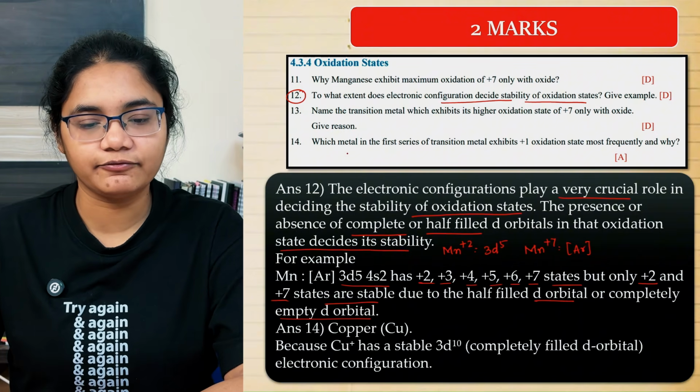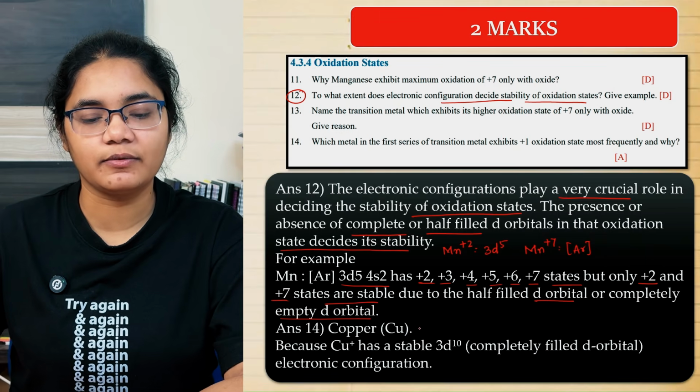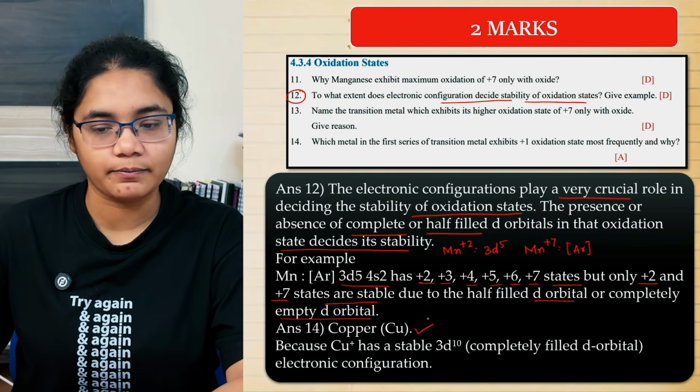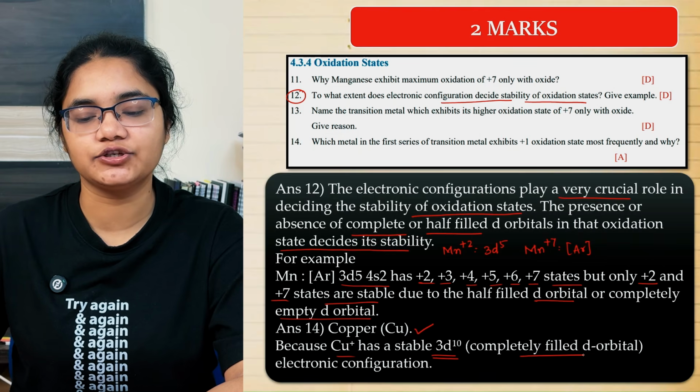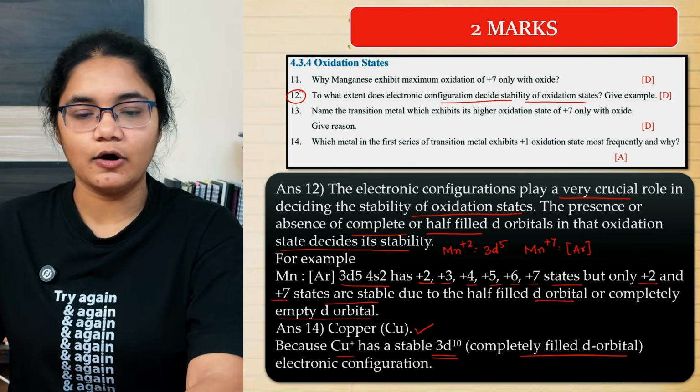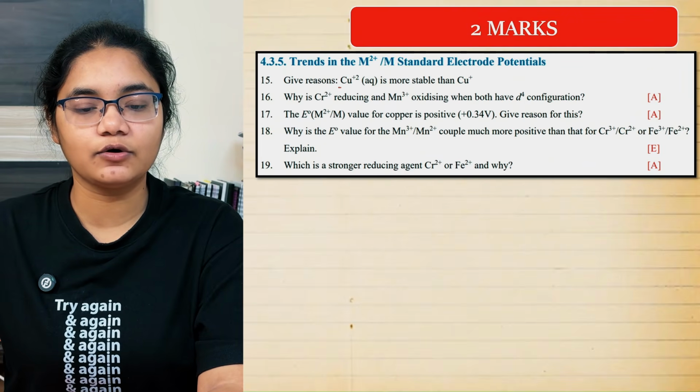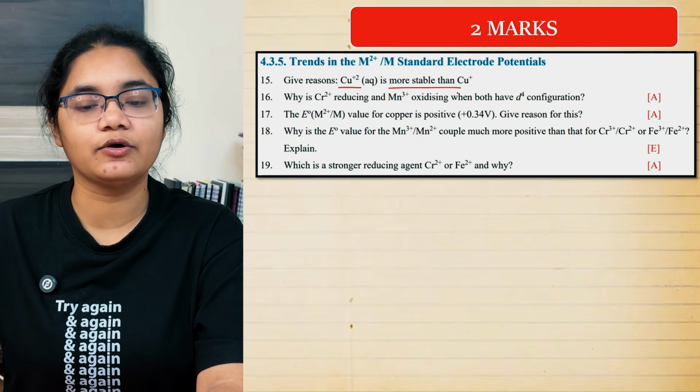Now we'll talk about the 14th question. +1 common oxidation state is shown by copper, because when copper loses one electron, you can see d10 configuration, which is highly stable. Now moving to the 15th one: give reason why Cu+2 is more stable than Cu+.